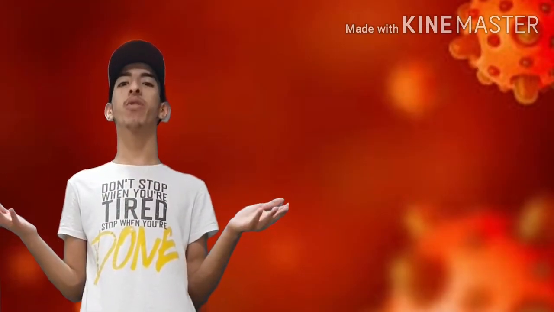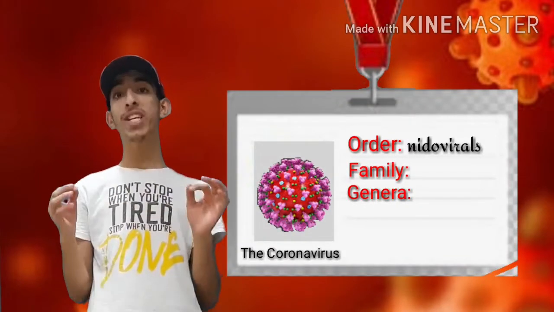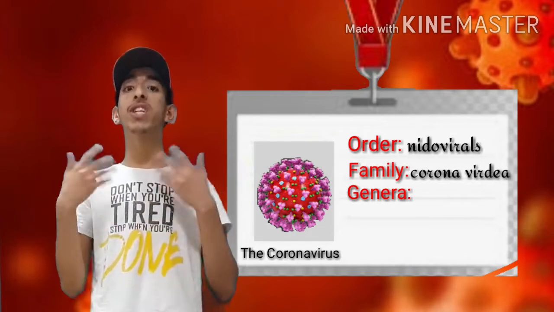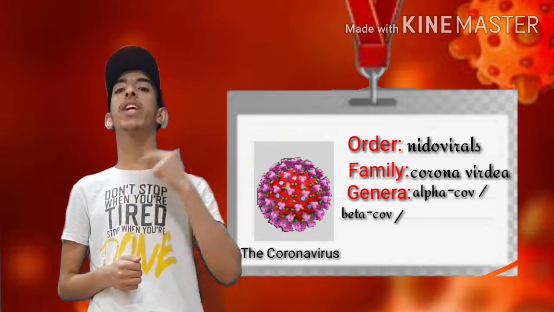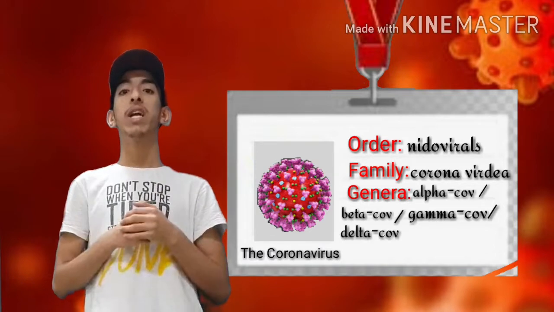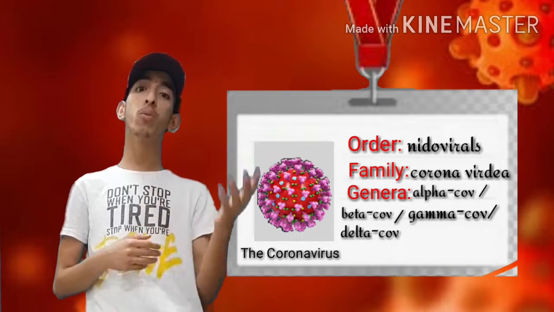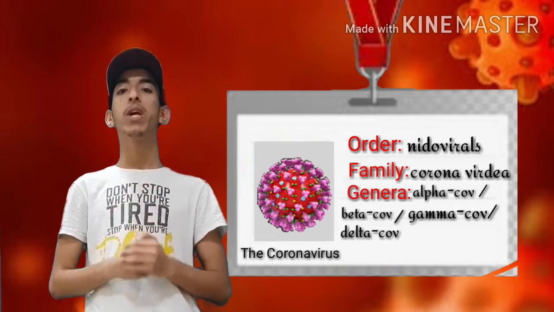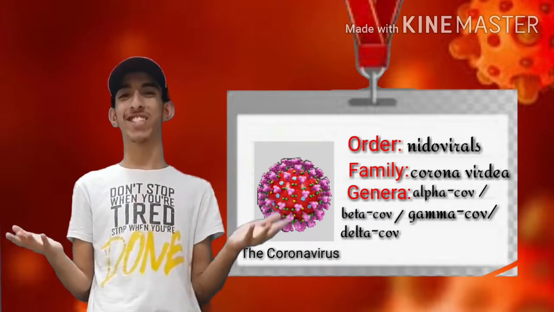The classification of the coronaviruses. The coronaviruses are from the order of the Nidovirales and from the family of viruses known as the Coronaviridae. The coronaviruses are divided into 4 genera. These are the alpha coronaviruses, the beta coronaviruses, the gamma coronaviruses, and the last one is the delta coronaviruses. The alpha and the beta coronaviruses infect humans and animals, but the delta and the gamma coronaviruses infect only animals. So, let's learn more about the alpha and the beta coronaviruses.